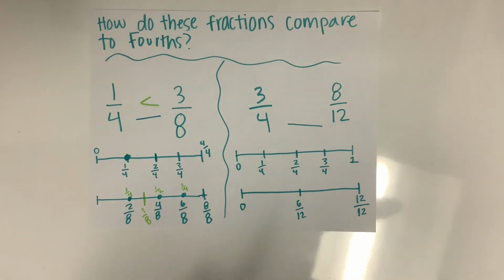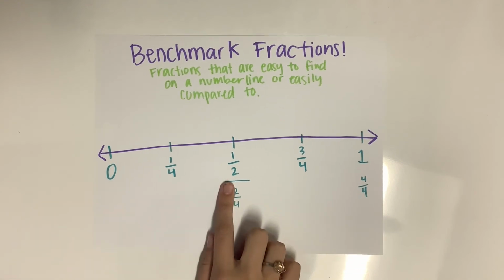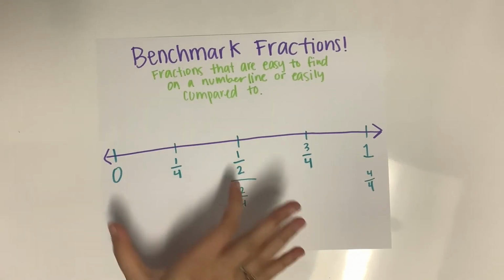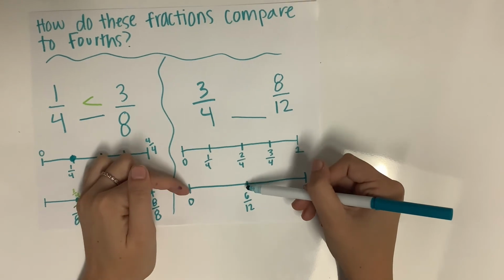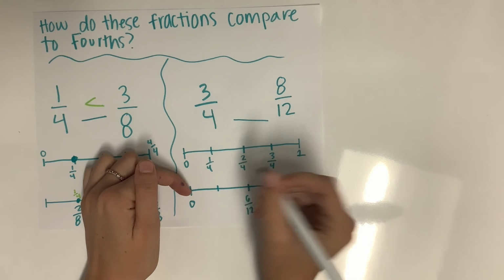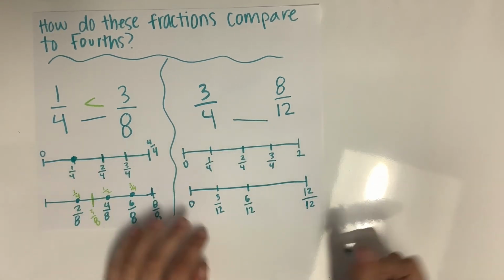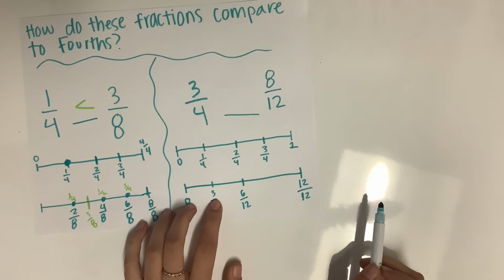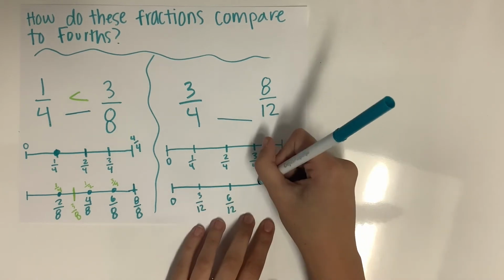Oh, wait a minute. Do you guys remember something? We know 1/4 is half of 1/2, right? If we break that half apart, that gives us 1/4. So what if I do the same thing here? I know 6 12s is half of 12 12s, but what is half of 6 12s? That would be 3 12s. So 3 12s will be 1/4. So then 6 12s will be 2 4s.